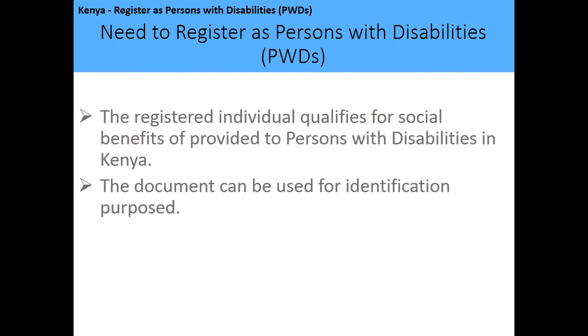Let's look at the need to register as a person with disabilities, PWDs. First of all, the registered individual qualifies for social benefits as provided to persons with disabilities in Kenya. The second is the document can also be used for identification.